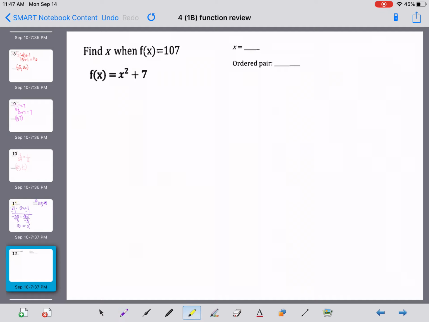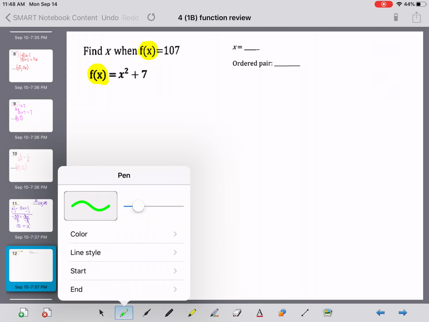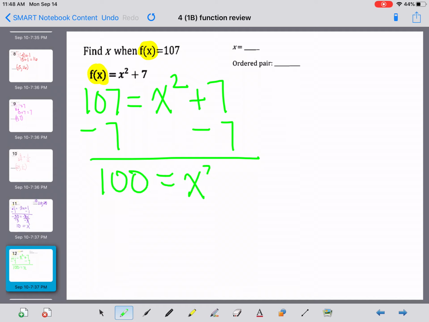Same idea on the next one, only this time it says find x when f of x equals 107. So we need to watch out. Here's f of x. Here's f of x. So we need to replace in the correct part of the equation, and that's what we're doing. So when we look at this here, 107 equals x squared plus 7. And now we can solve this equation. We're going to subtract 7 from both sides, and we get 100 equals x squared. And then what we want to figure out, remember, x squared, squared means times itself. So what number times itself equals 100? Well, 10 times 10 equals 100. So our x equals 10. And then when we write our ordered pair, we get 10. The x goes first, and the 107 goes second.